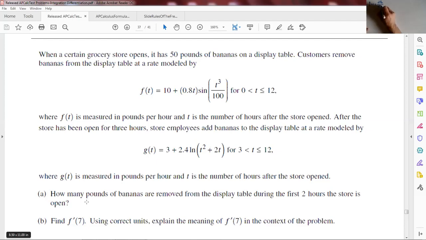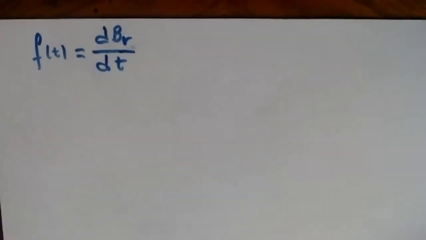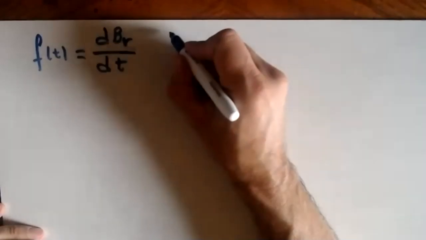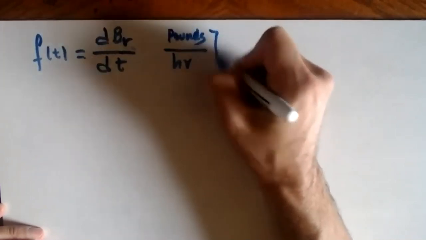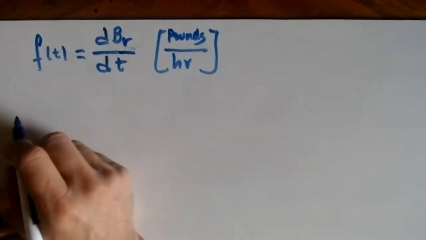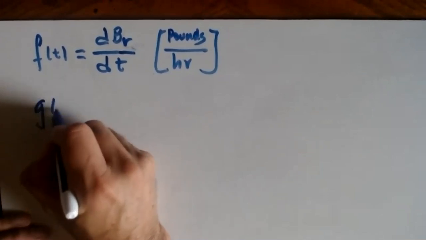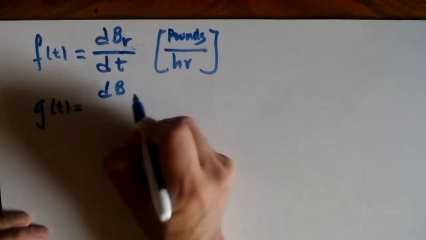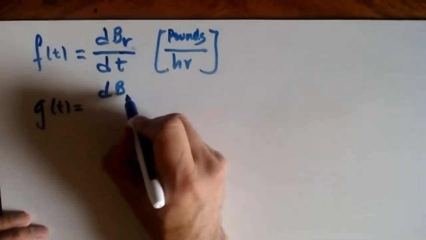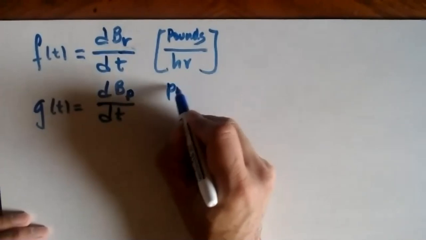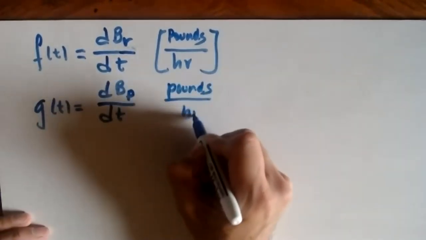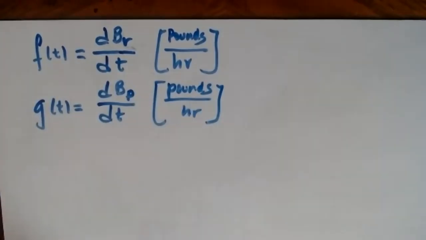So let me just show you my board. So this is what I have. f of t is dBR/dt because these are pounds per hour. Those are the units, correct? And the function g of t is going to be dBA/dt, the bananas added. So again, pounds of bananas per hour. Dimensional analysis is important here.